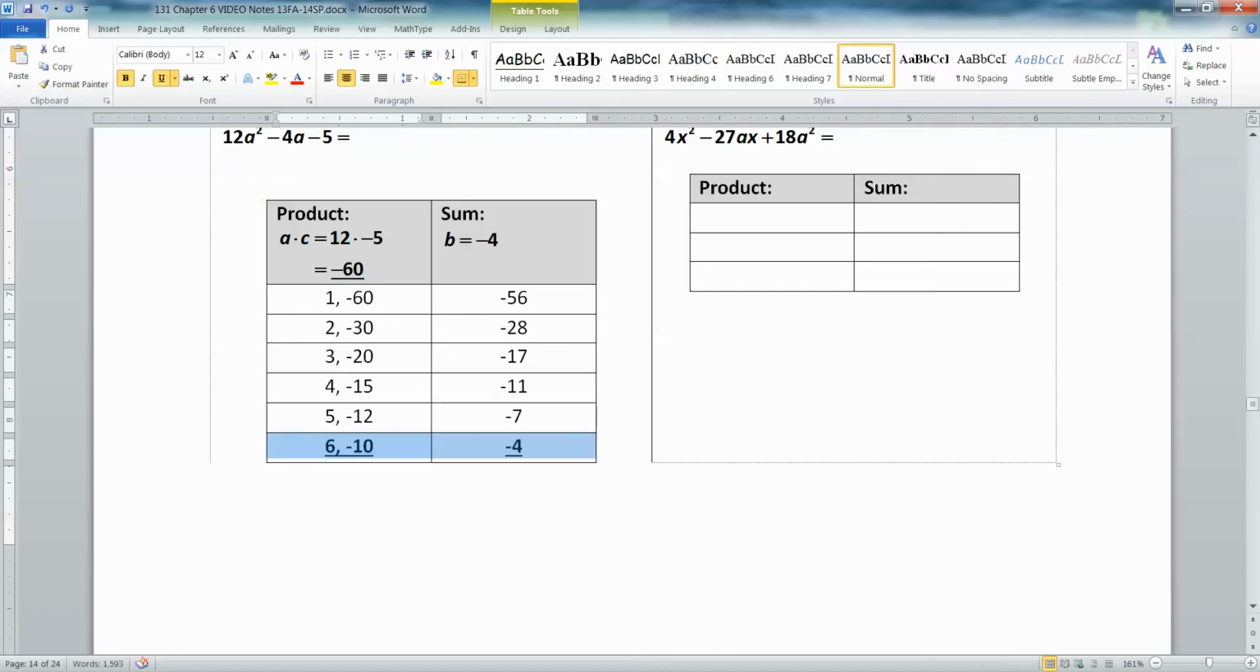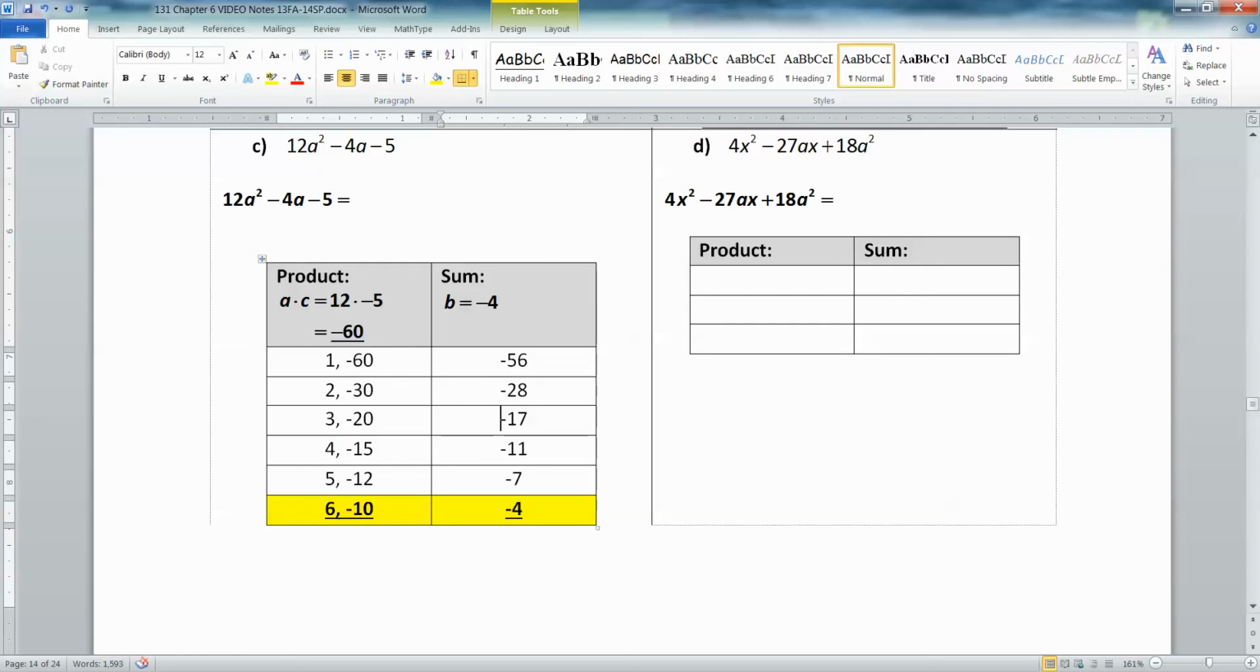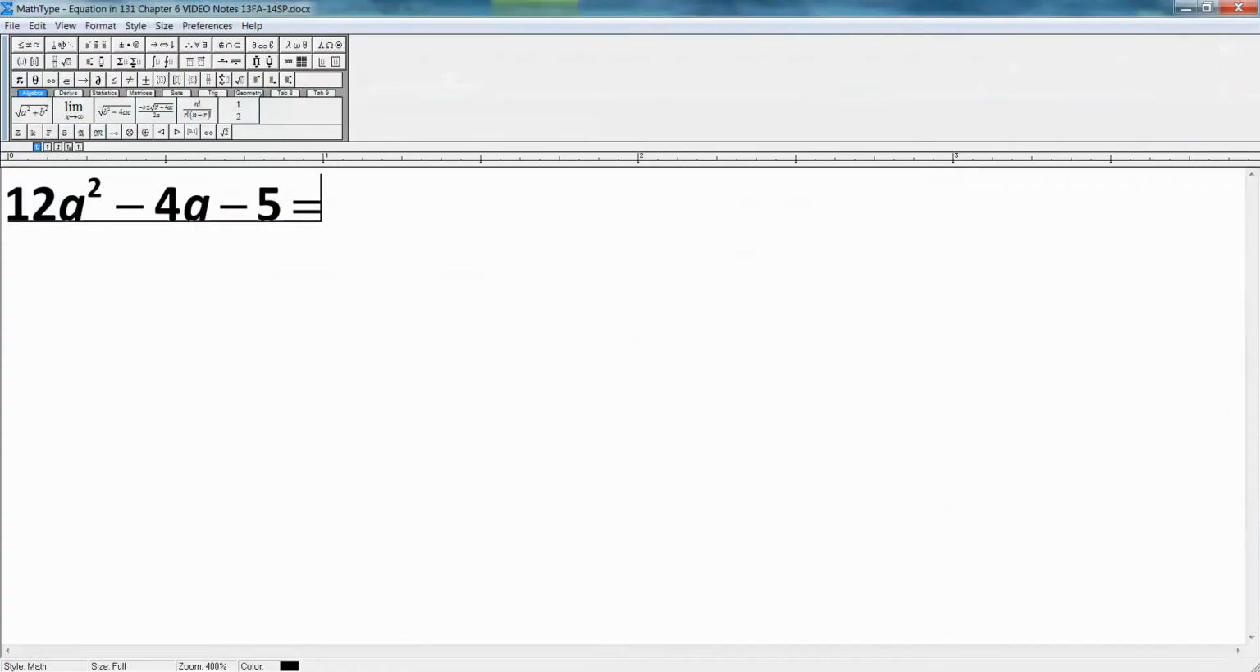Now, if you can find the right combo off the bat, more power to you. I'm going through all the different combinations so you can see how to find it no matter what. But if you could see right off the bat that it's got to be 6 and 10, then fine, make it 6 and 10. Okay, so this term right here, we're going to break it up.